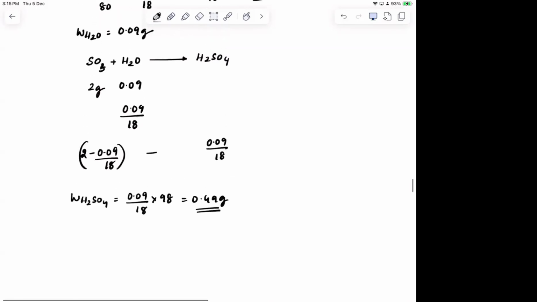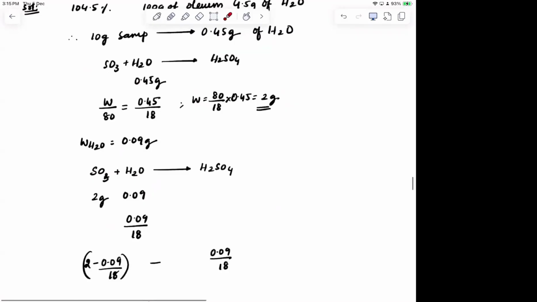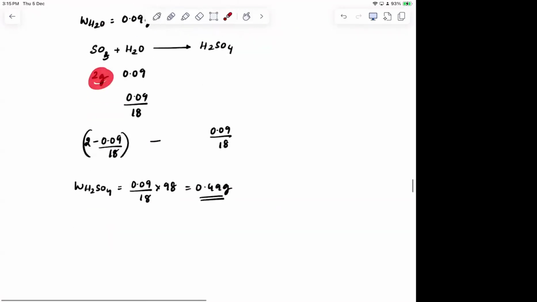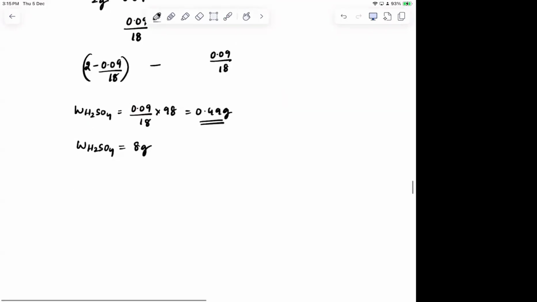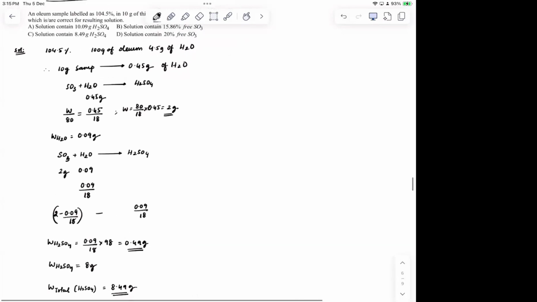Listen everybody, out of 10 grams, if 2 grams is SO3, what is the weight of H2SO4? The weight of H2SO4 in the original sample is 8 grams. So the total weight of H2SO4 will be equal to 8.49 grams. This much is the weight of H2SO4. Got it? Now go with the options and see.